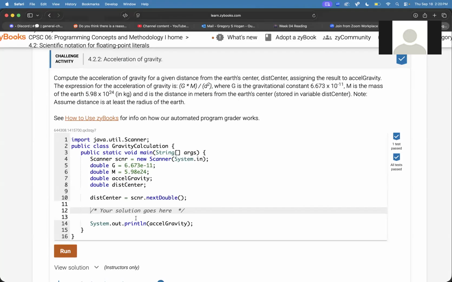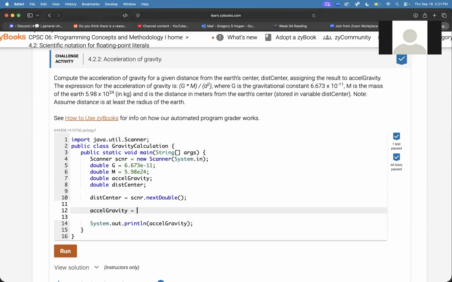Okay, so what are we doing here? Well, they tell us compute the acceleration of gravity. They told us the variable name is accel gravity, which I can also see right here. That's the name, accel gravity. So we're calculating that. So accel gravity equals, and then what are we doing?